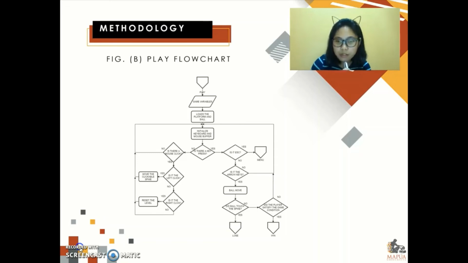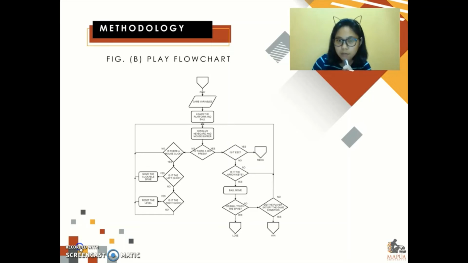Then another decision block asking, did the ball touch the spike? If yes, you lose. If no, did the player satisfy the game condition? If yes, you win. If no, you will go back again to the initialized keyboard and mouse buffer and asking the same question, is there a key press?